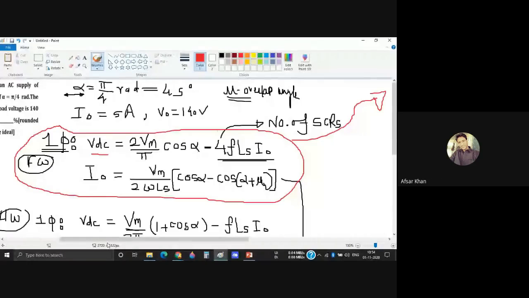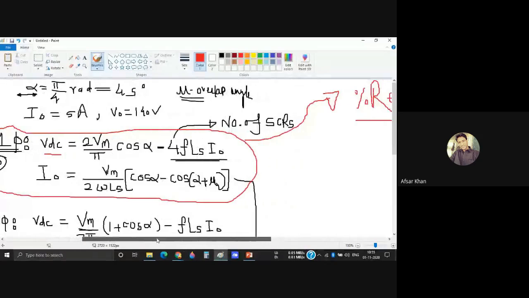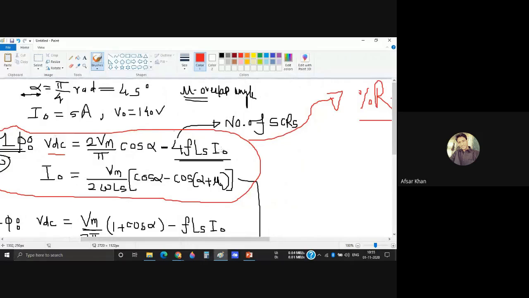Yes, sir. See, look at this formula, students. For percentage regulation, regulation means what? In the output, you don't need any drop. Yes or no? If there is no drop, it means your regulation is good. Regulation should be minimum or maximum? You tell me. Respond quickly. Minimum. It should be minimum. Very good. Regulation should be minimum.